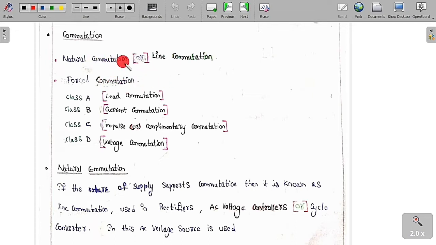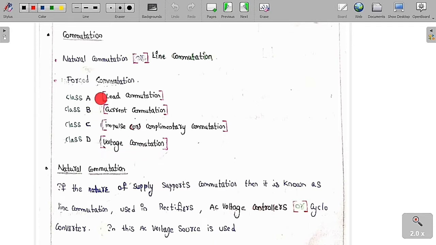Natural commutation means that with the help of the supply voltage going negative, we turn the SCR off. Whereas forced commutation means we use some external circuit to forcefully switch off the SCR. It is classified into four types: class A, class B, class C and class D. Class A is called load commutation, class B is called current commutation, class C is called impulse or complementary commutation, and class D is called voltage commutation.